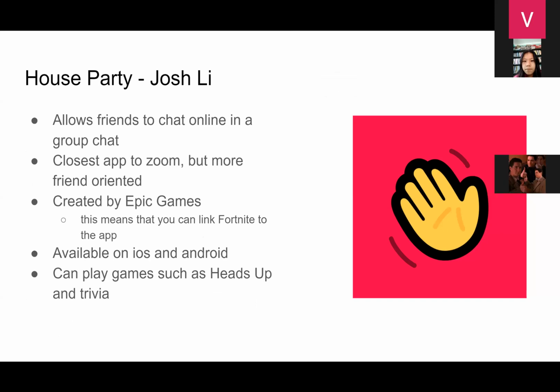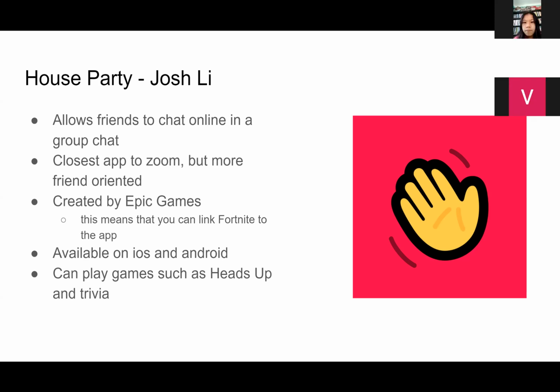So House Party allows friends to chat online in a group chat. It's the closest app to Zoom, but more friend oriented. It's created by Epic Games, which also created Fortnite. Well, that's their most famous game, which is Fortnite. And you can link both apps together. It's available on iOS and Android. You could play games such as Heads Up and Trivia.